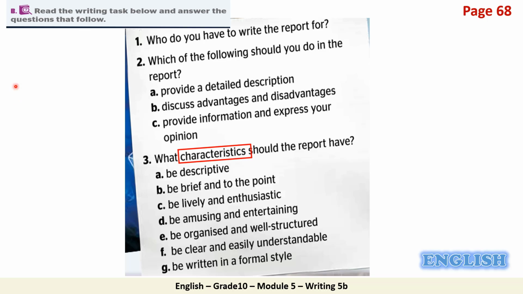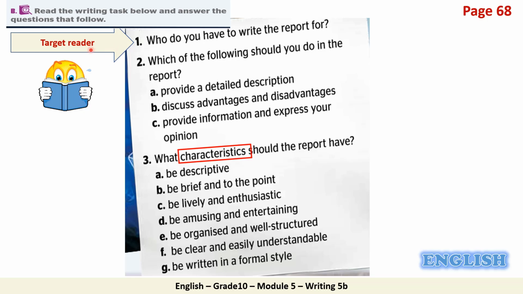Let's read through exercise B, page 68. Question 1. Who do you have to write the report for? What does that mean? Who is the target reader? Who is the intended reader for your report? Question 2. Which of the following should you do in the report? From what you learned shortly. How about you pause the video for a minute, read through the options, exclude the non-suitable answers, and make a decision.